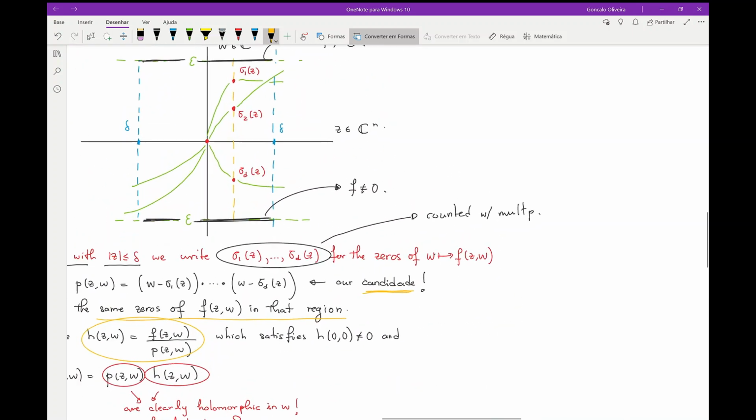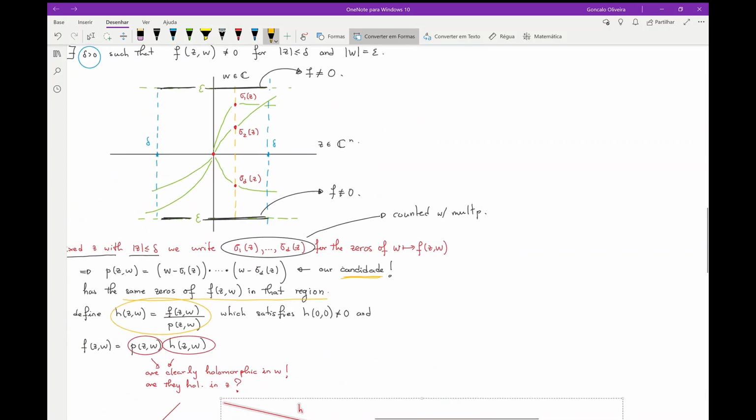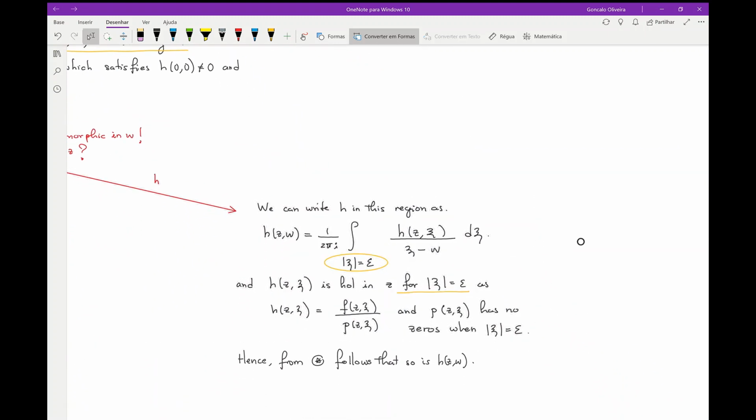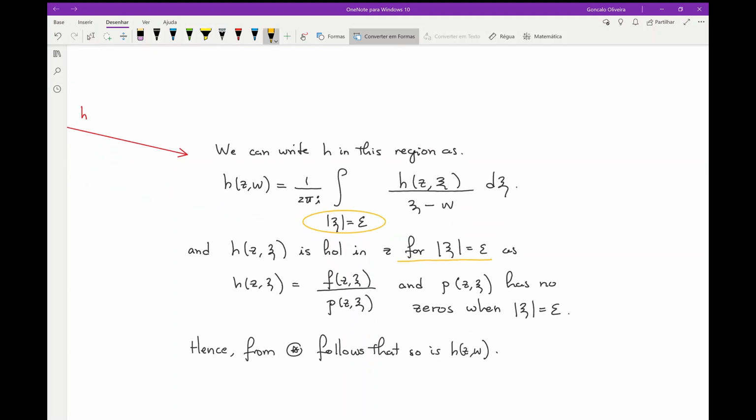Remember, in this picture, it's exactly this black line here and this black line here. It's when the norm of chi, which is W here, is equal to epsilon. And there are no zeros in either F or P, because they have the same zeros. So indeed we can write H in that way, and it will be holomorphic in Z in that region, because this guy here is holomorphic in Z, so this guy here also needs to be holomorphic in Z. Okay, so that is the proof.